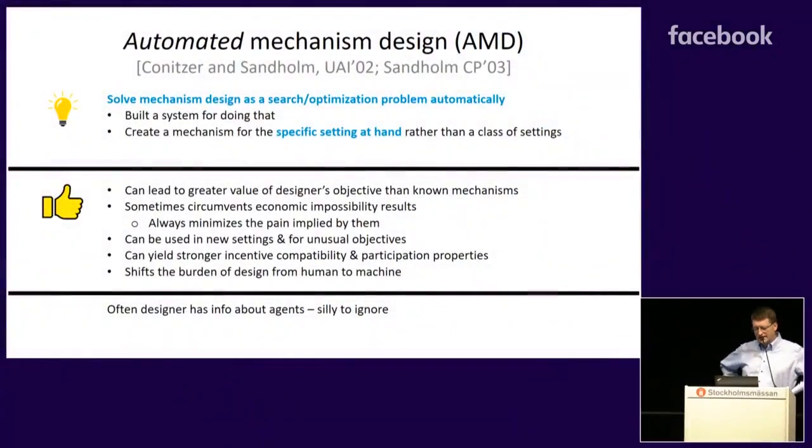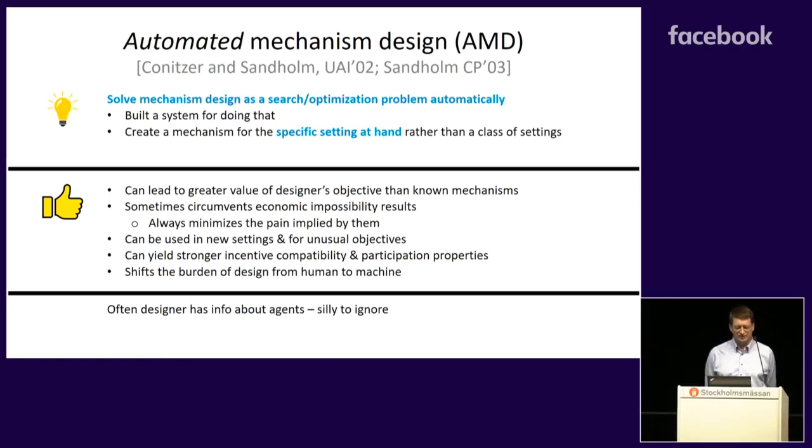So automated mechanism design is something that my then student Vince Conitzer and I started doing in 2001. And the idea was that we solve the mechanism design not as a paper and pen exercise, but we actually formulate it as an optimization problem that is solved algorithmically with search algorithms, optimization algorithms, and so on. We built a system for doing that, and the idea is that we create a mechanism for the specific setting at hand rather than a class of settings. And that's possible through the automation because as humans, we always really have to look at the class of settings. We can't possibly have the time to analyze every possible situation in the world and make a custom mechanism for the setting. And I'll give you some examples of this in a moment.